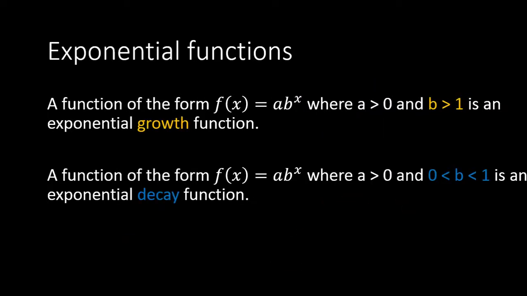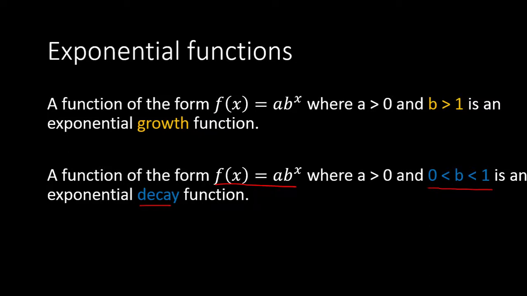So what does that mean exactly? Well, diving in a little deeper, a function of the form f of x equals a times b to the x, where a is greater than 0 and b is greater than 1, is an exponential growth function. And on the other hand, if we have this same function where a is greater than 0, but b lies between 0 and 1, then we have a decay function. So what are we saying?